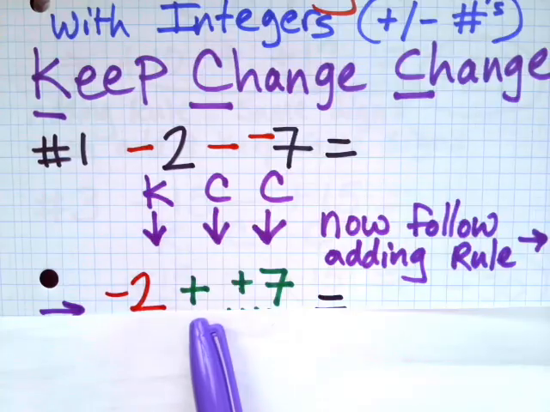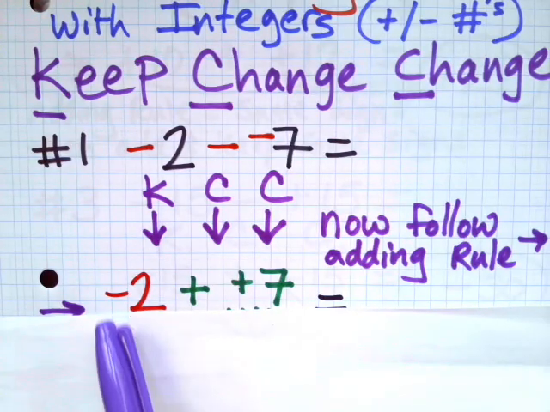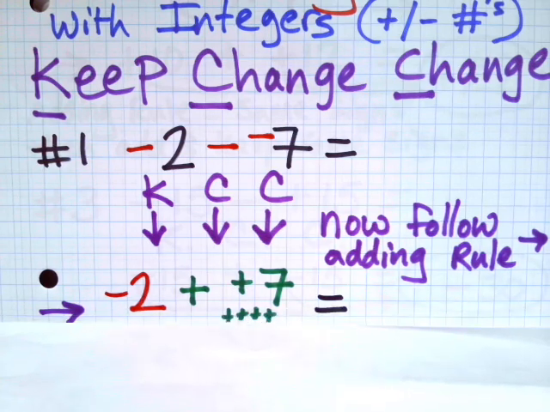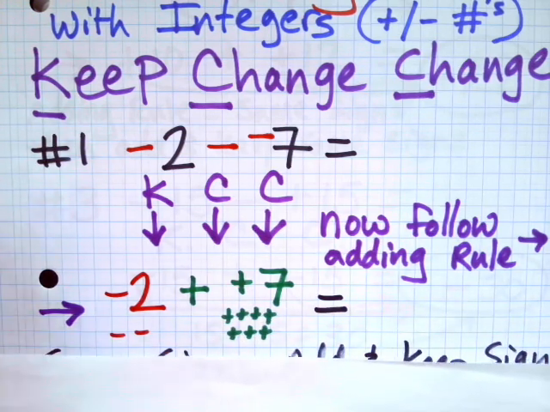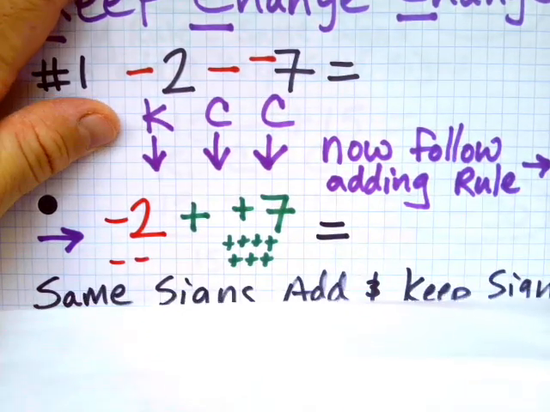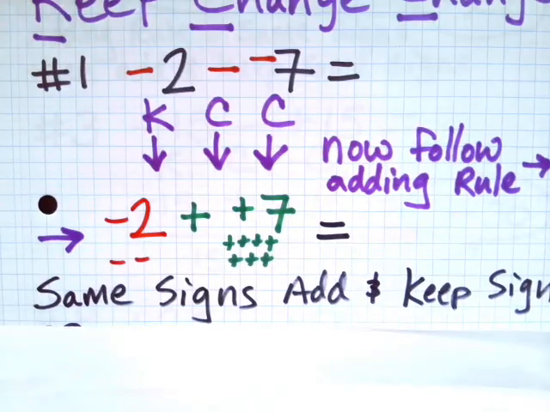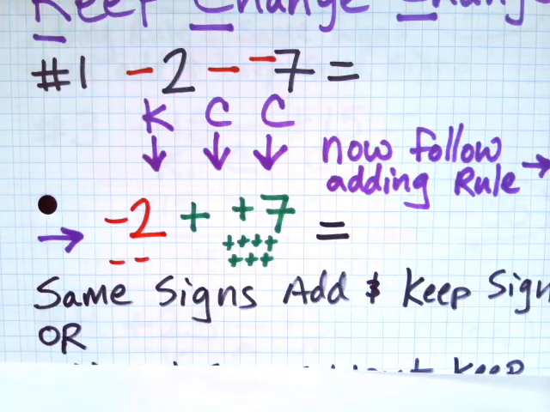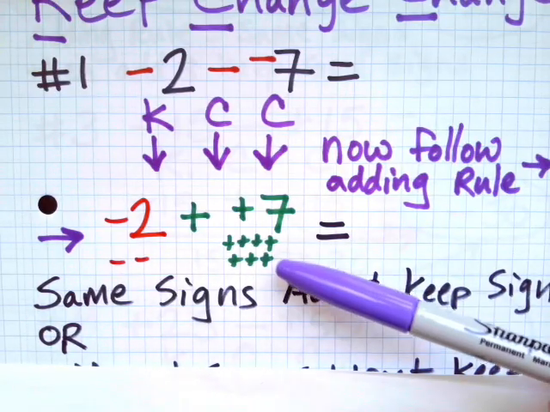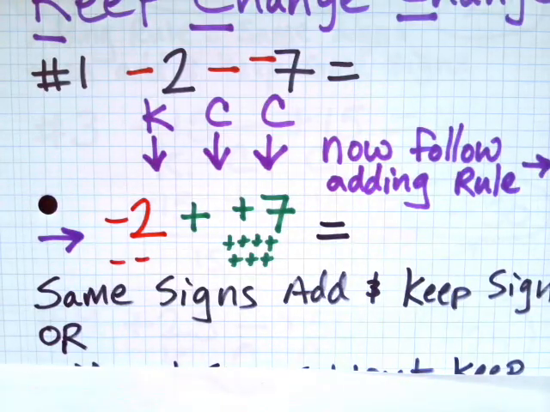Addition rule: same sign, add. Different signs, subtract. Keep the sign of the larger. So which is larger? What do I have more values of, a negative 2 or a positive 7? I'm trying to show you that here. Here I have only two negative values, and here I have 1, 2, 3, 4, 5, 6, 7 positive values. So I do have more of the positive values.